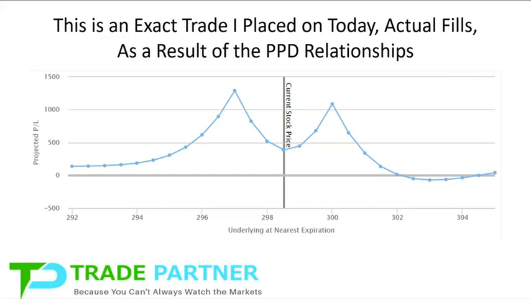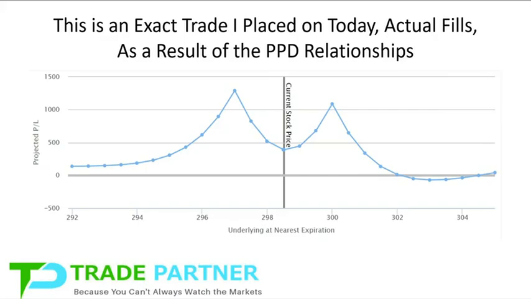Okay, so in case you're wondering whether you're reading this right, I'm trading a bigger trade size on this, obviously. The profit potential shows to be about $1,000 at 297. It might hit $1,000 at 297. It shows to be about $1,000 again at 300. Probably not going to hit $1,000. If the market moves up to 300, it's probably going to be something less than 1,000.